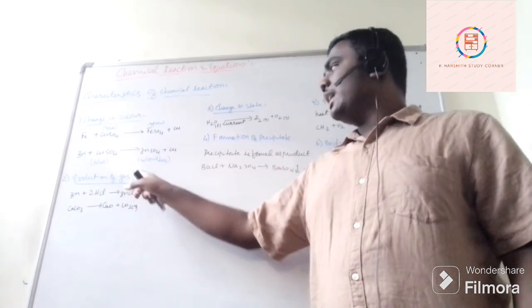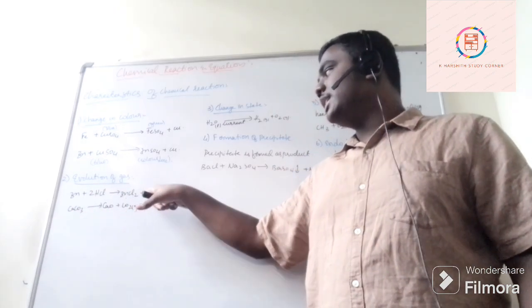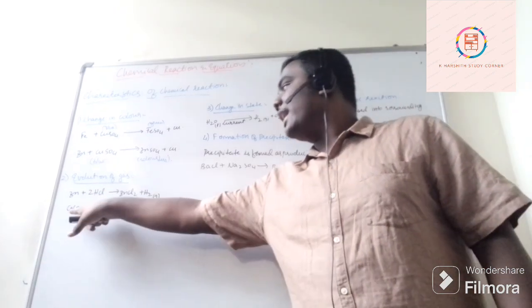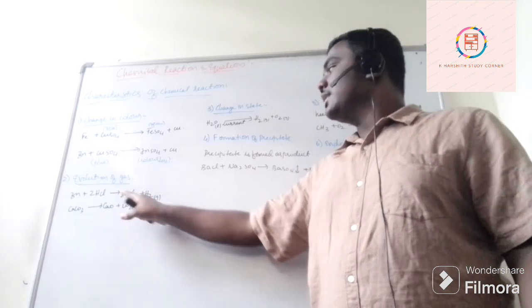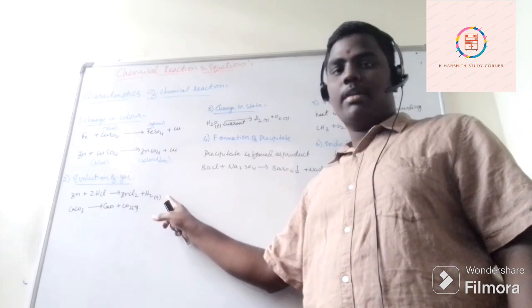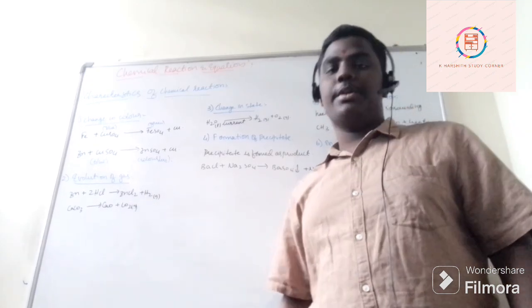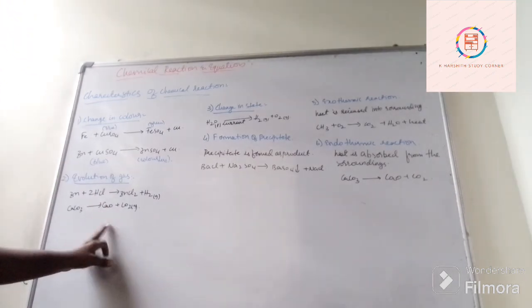Coming to evolution of gas, Zn plus HCl gives ZnCl2 plus H2, and calcium carbonate is giving calcium oxide and carbon dioxide. Here the reaction is evolving some amount of gas, maybe like H2 hydrogen gas or maybe the carbon dioxide gas. Okay, this is the evolution of gas.